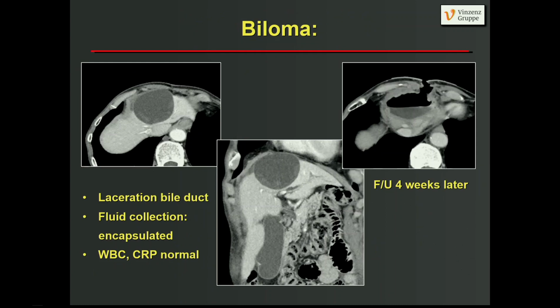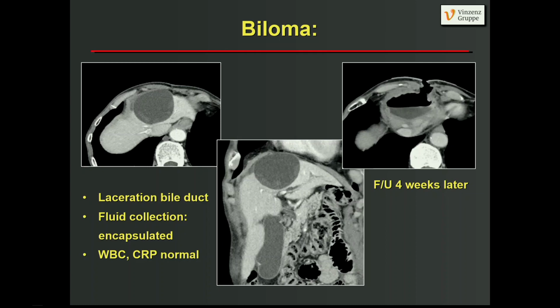Real post-operative complications where patients sometimes need interventional treatment are biliomas. Here you see that quite large resection in the left lobe, low in density due to laceration of the bile duct. Quite often these biliomas are quite round and exert some pressure, and it's encapsulated. In this patient, at that time, CRP and white blood cell count were normal, and then eventually over weeks, you see what happened basically, it got infected.